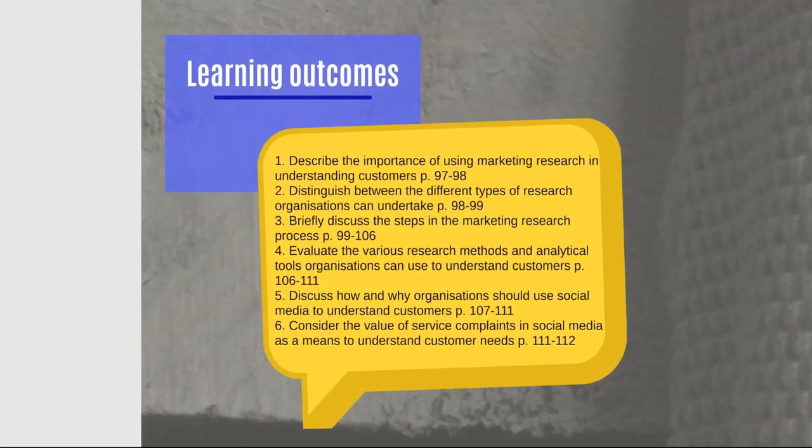So there are 6 learning outcomes in total, and again you will see the page numbers. First of all, describe the importance of using marketing research in understanding customers, distinguish between the different types of research organizations can undertake, briefly discuss the steps in the marketing research process, evaluate the various research methods and analytical tools organizations can use to understand customers, discuss how and why organizations would use social media to understand customers, and then lastly, consider the value of service complaints in social media as a means to understand customer needs.